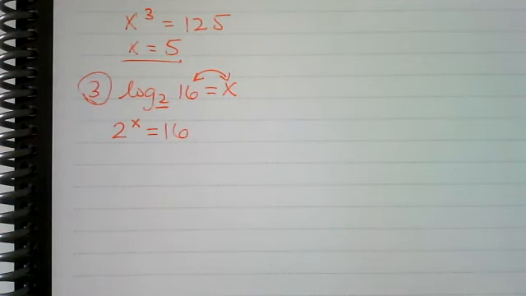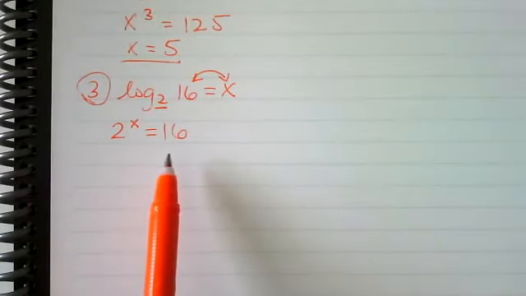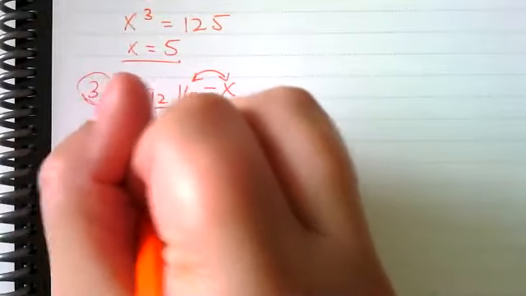So just start by multiplying by 2's. So 2 to the first power is just 2. Then times 2 gives us 4. And then we have 8. And then we have 16. So that's 2 to the 4th equals 16. So then x equals 4.